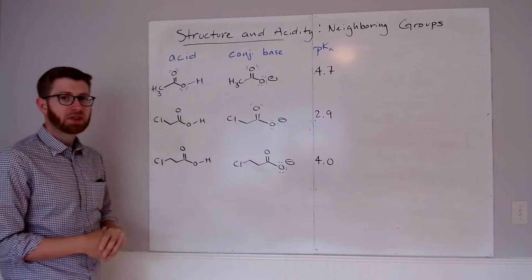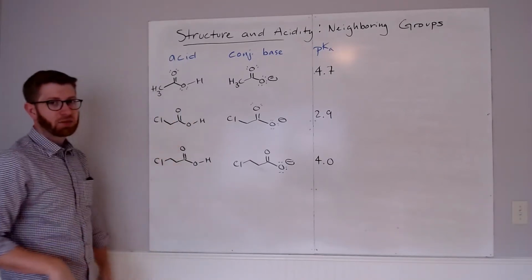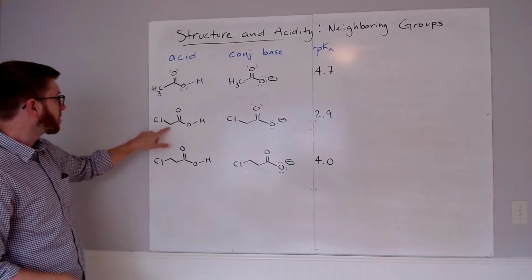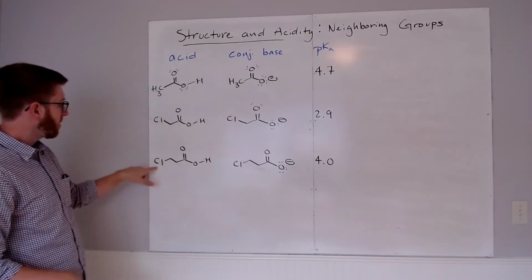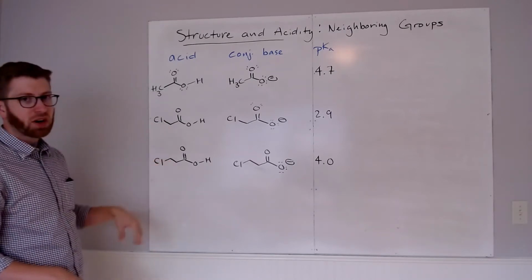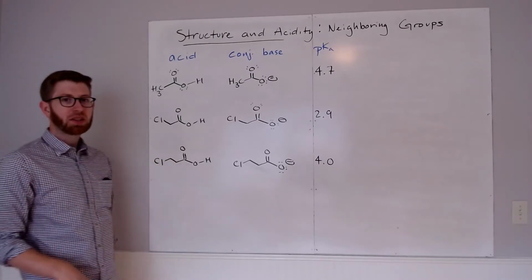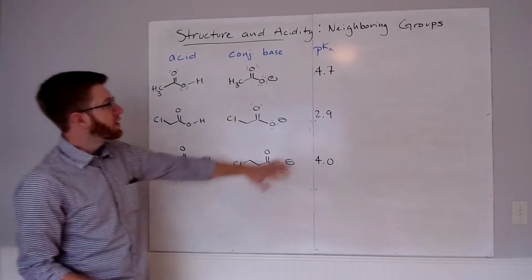But we do have differences structurally on the left-hand sides of the molecule. So we've got a methyl versus what's called a chloromethyl, and then this chlorine group on the outside of these two different carbons away from the carboxylic acid. So you can see the acidity trends here.